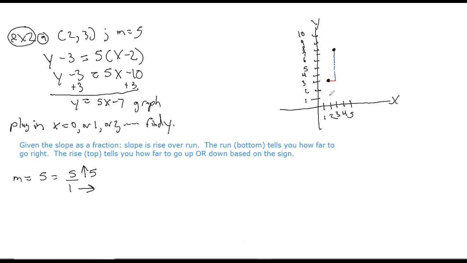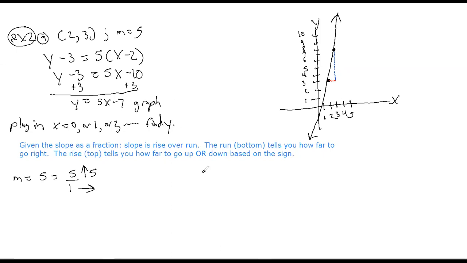Again, we went right 1 from an x value of 2 to 3, and we went up 5 from a y value of 3 to 8. That is at 8. I know I got a little squish there. And then we just connect and extend to make our line. I'm going to do the best I can with this tablet. Please forgive me if it goes crooked at any point. And there's our line.